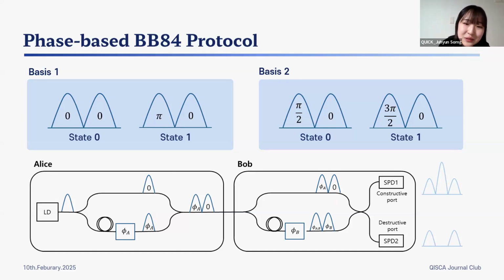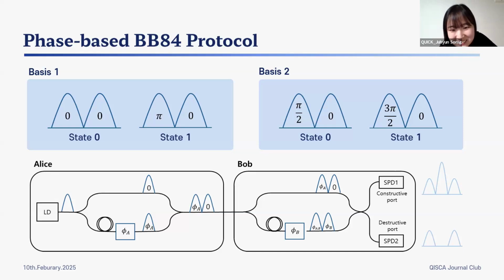After transmission through the quantum channel, there are two pulses. One is 0 and one is the modulated phase pulse. Bob also has the delayed line interferometer and phase modulator. By interfering the delayed pulses constructively and destructively, he can extract the bit information.